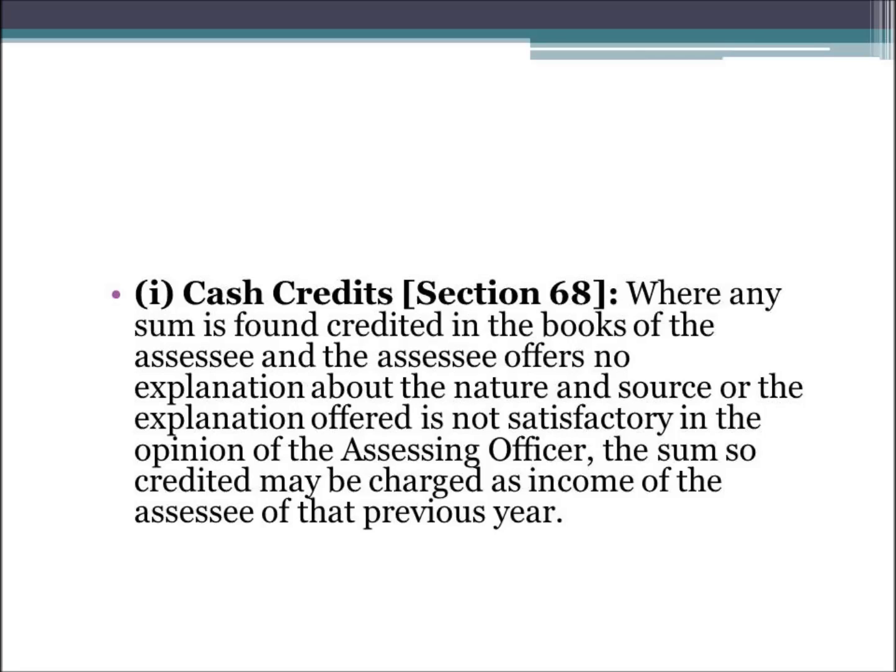So what will happen is that the sum so credited may be charged as income of the assessee of that previous year. That credit in my books of account which I am showing as loan or whatever be the case, that can be charged as my income for that previous year. Though that is not my income for that year. That is just a loan or some credit, cash credit, which I have taken from someone to invest in my business. But if I'm not able to offer a reasonable explanation about the nature and source of the loan, then that will be treated as my income for that previous year, and that will be charged to income tax. So this is what is cash credit.